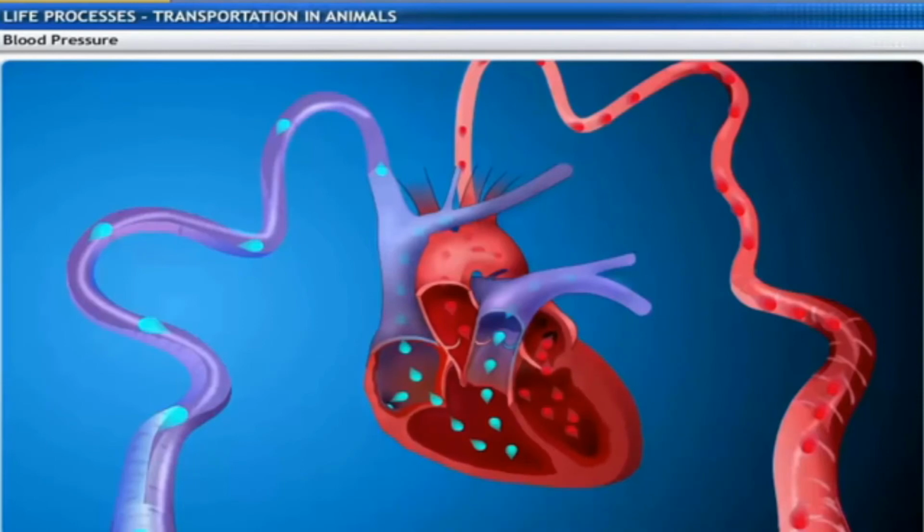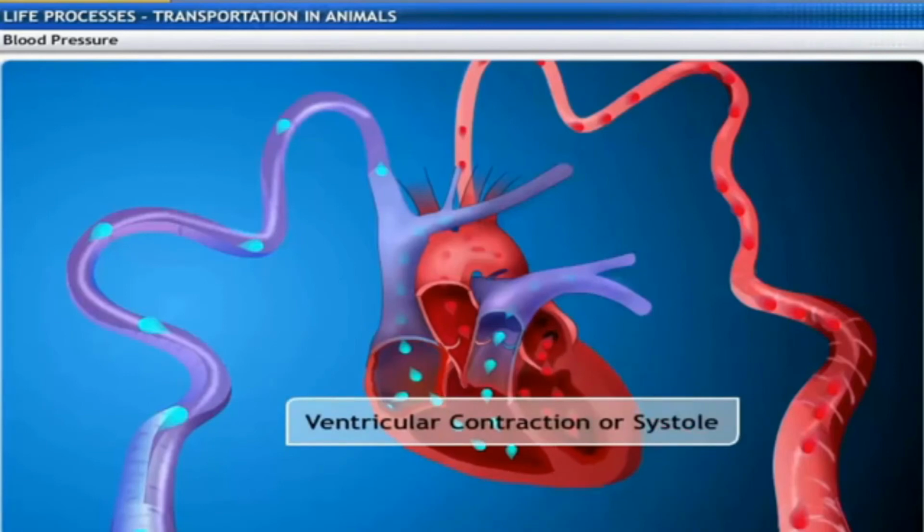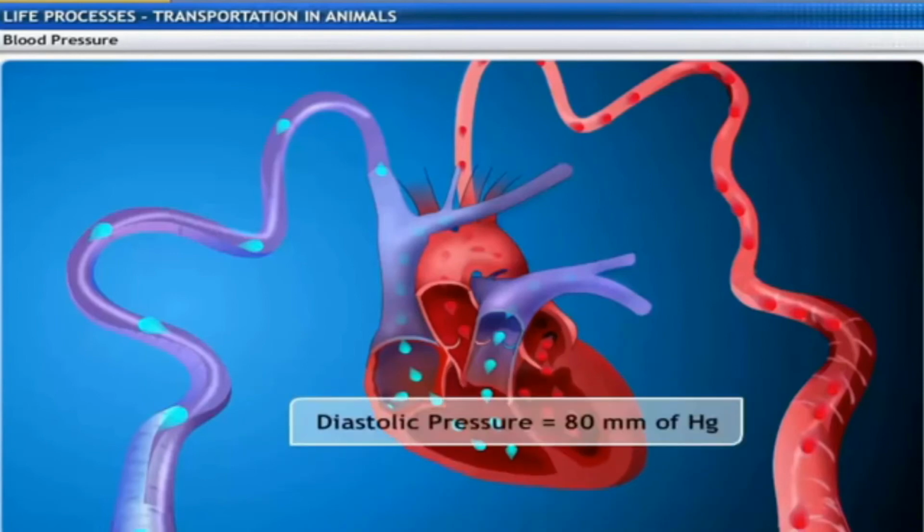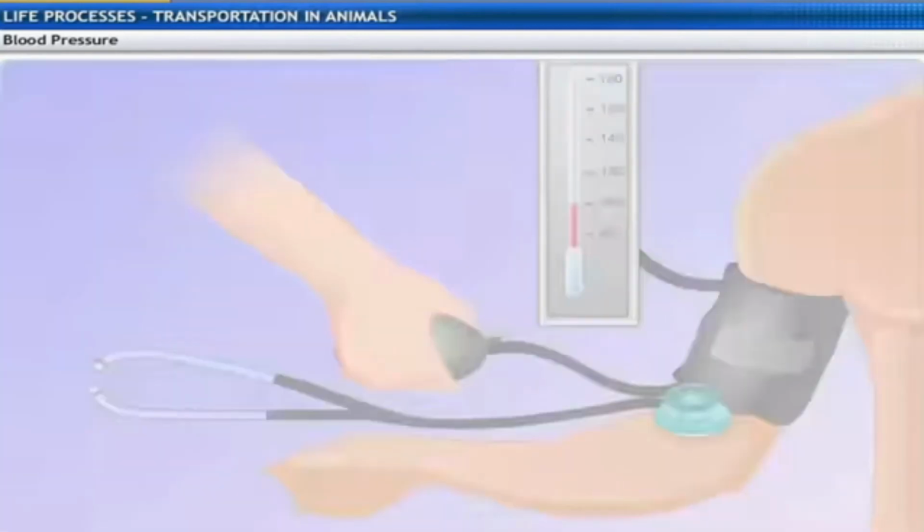The pressure exerted by blood against the wall of the artery during ventricular contraction or systole is called systolic pressure, and during ventricular expansion or diastole is called diastolic pressure. The normal systolic pressure is about 120 millimeters of Hg and diastolic pressure is 80 millimeters of Hg.